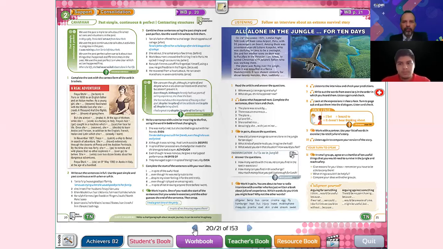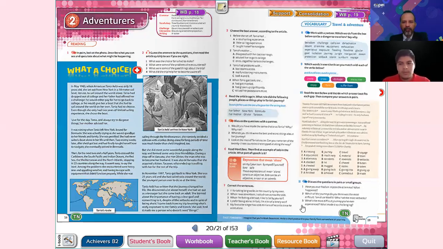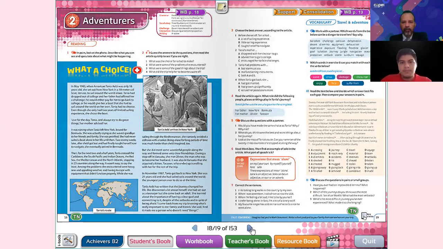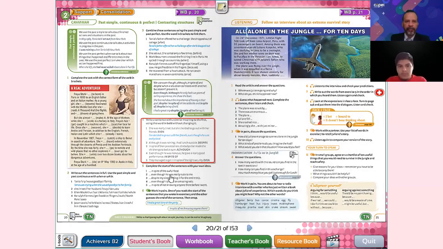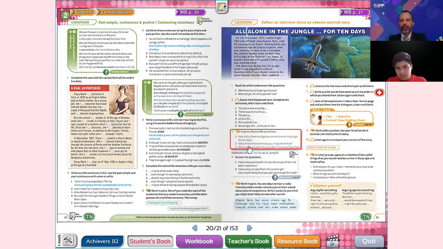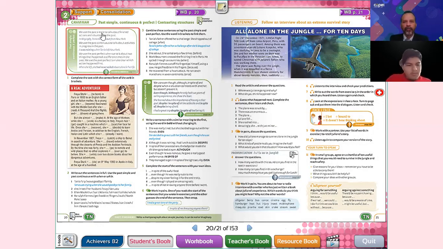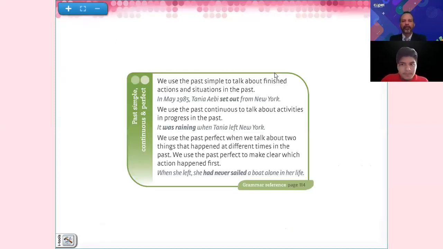Okay, books. We finished this part. Now we're going to start page 20 and 21. Grammar. Consolidation. Dario Estrella, please read about the grammar. Past simple, continuous, and perfect.